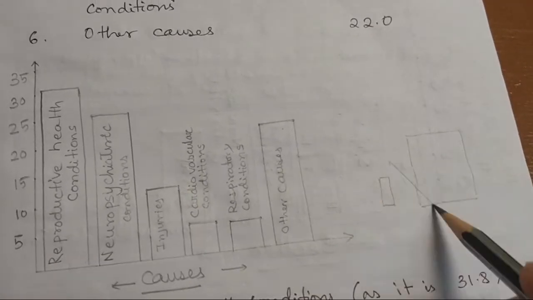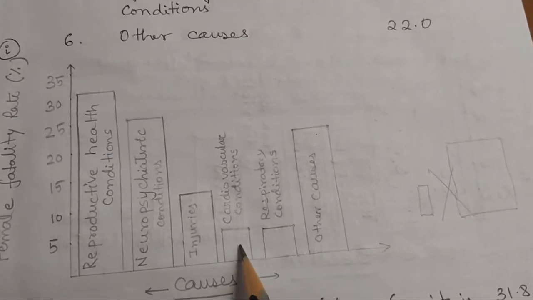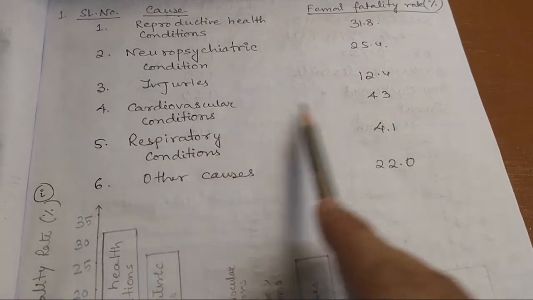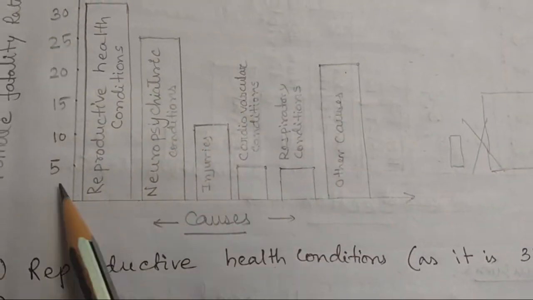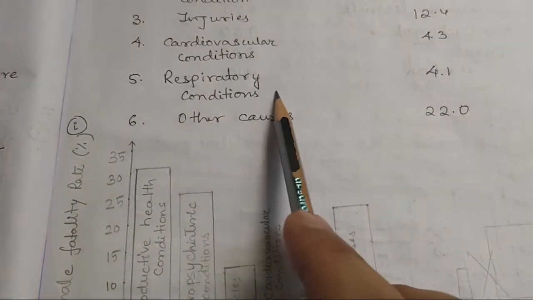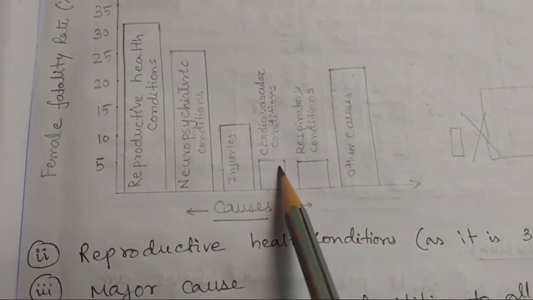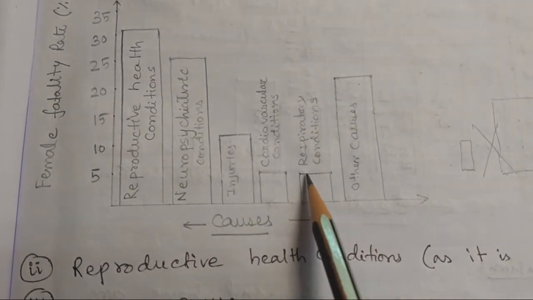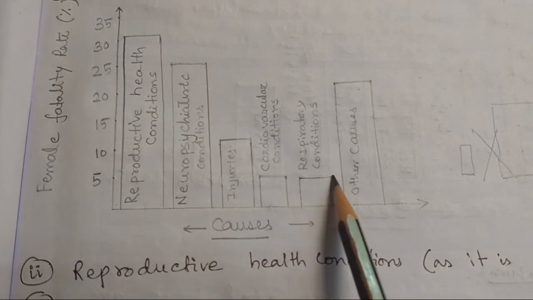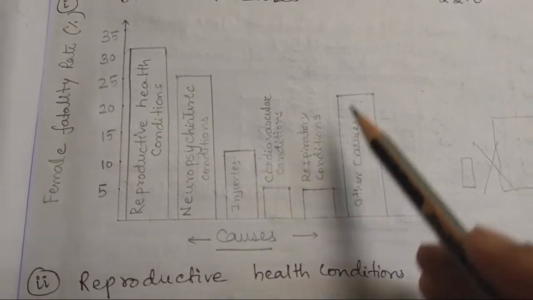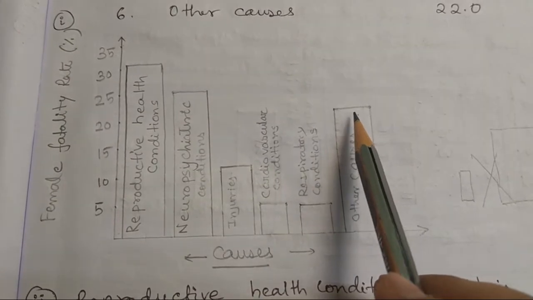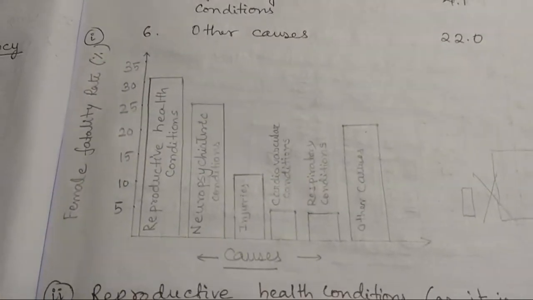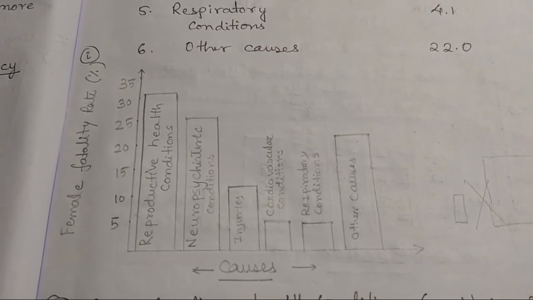Keep in mind. Next is cardiovascular condition, 4.3, so we drew this one. Next is respiratory, 4.1. 4.3 and 4.1 are a little bit different, so there should be a visible difference. So I drew here 4.1. And last is other causes, that is 22.0, so between 20 and 22 is here like this. So this is the first part of the question.